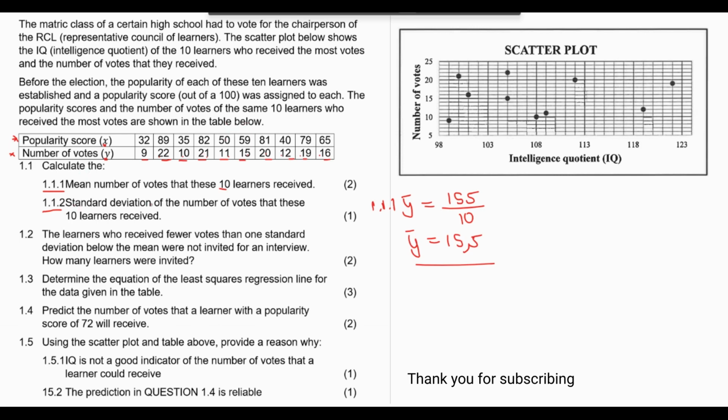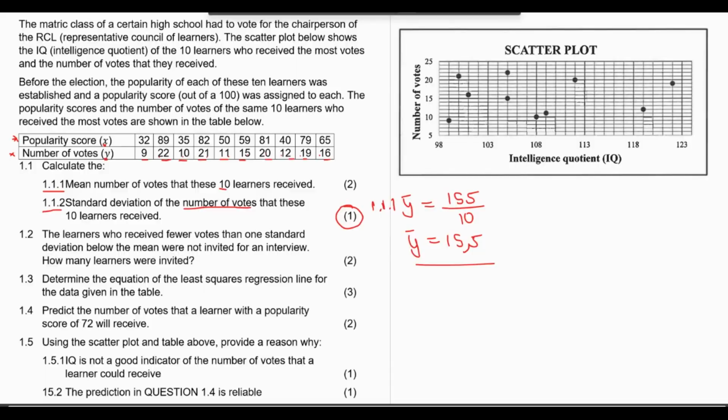Calculate the standard deviation of the number of votes that these 10 learners received. 1 mark. So we don't need to do a lot here. We have to know how to use a calculator.